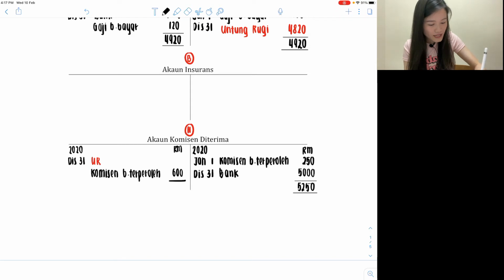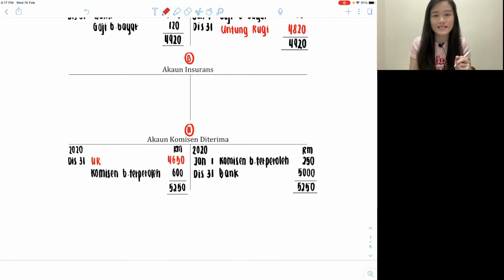If I want both sides to be 5250, how much is your sebenar? Minus the 600 ringgit, your sebenar is actually 4650. So this is the answer for your commission diterima to be put at account untung rugi lah. So this is example number 1.